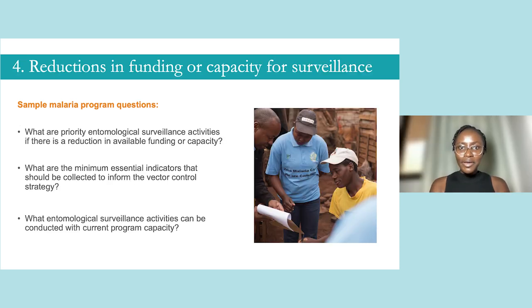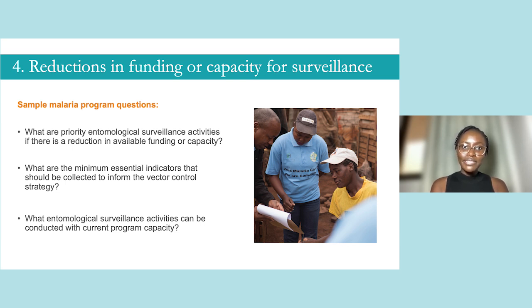The next theme, and a common one, is the reduction or plateauing of funding or capacity for entomological surveillance for your malaria program. Under this theme, some program questions include: what are the priority entomological surveillance activities if there is a reduction in available funding or capacity?